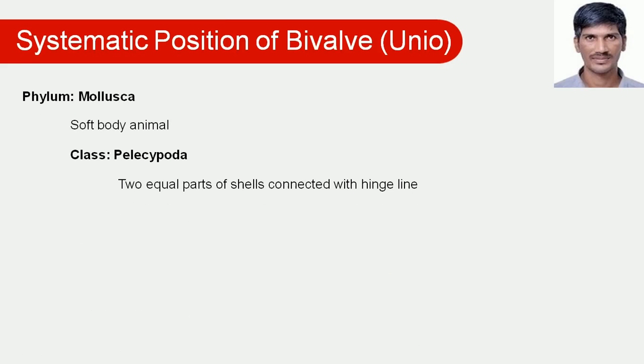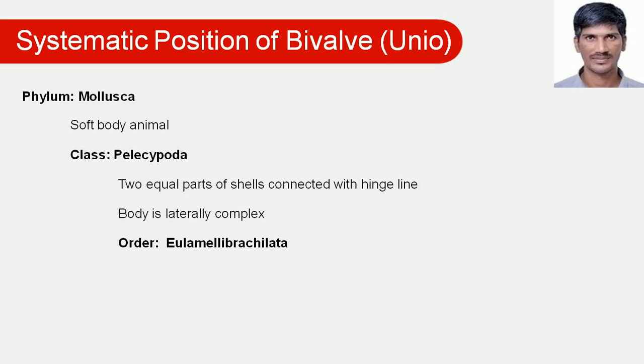Then the next animal, this is a bivalve or univalve. We can go to the systematic position of the bivalve. The bivalve belongs to the phylum Mollusca because it is a soft-bodied animal. The class Pelecypoda, because this animal consists of two shells, and these two equal parts of the shell are connected with the hinge ligament, and they enclose the body. The soft body is covered in the two shells. Then the body is laterally compressed.